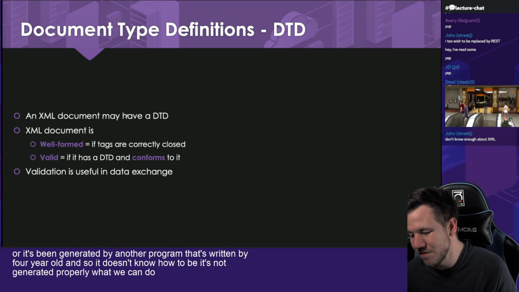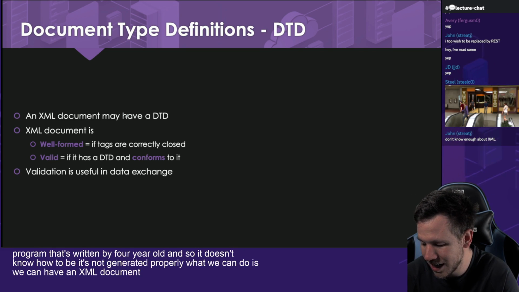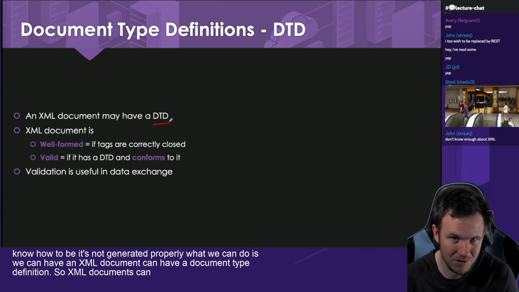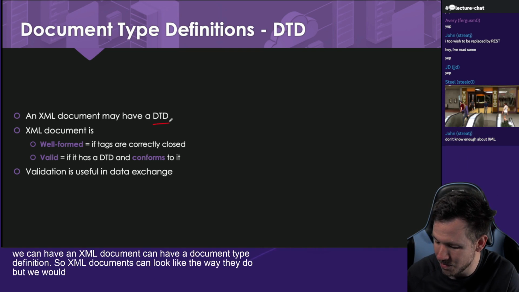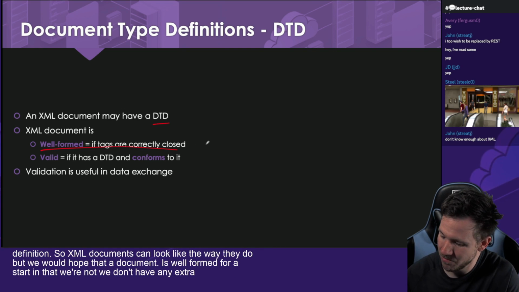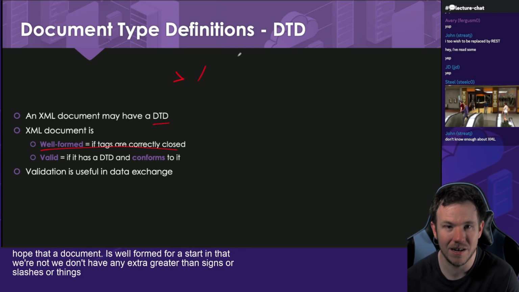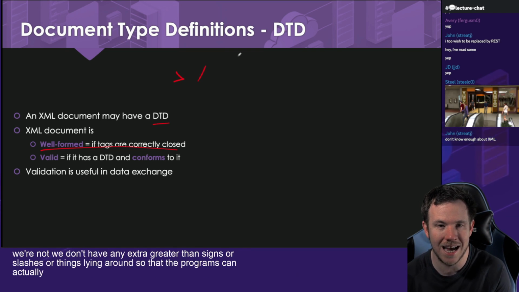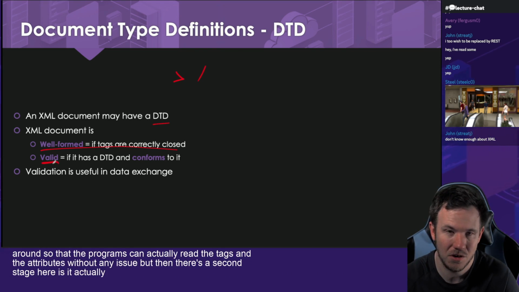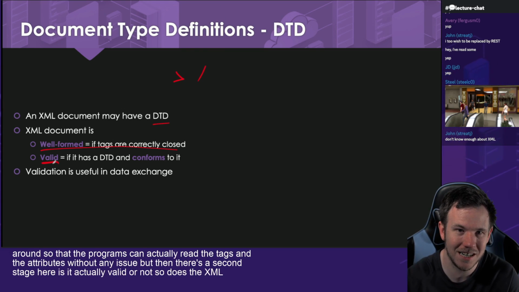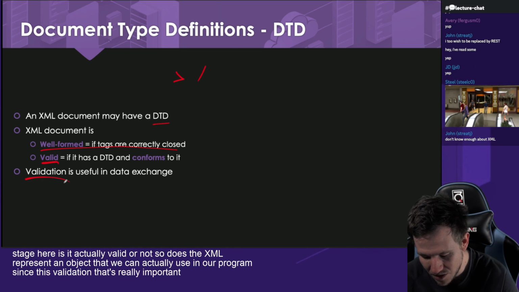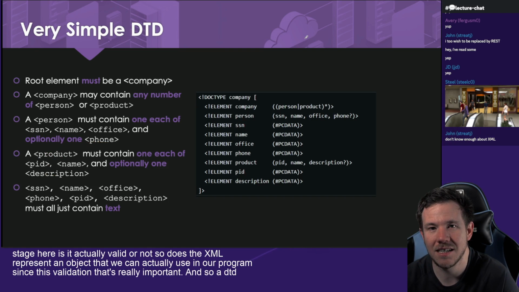What we can do is have an XML document with a document type definition. XML documents can look like the way they do, but we would hope that a document is well formed for a start, in that we don't have any extra greater than signs or slashes or things lying around, so that programs can actually read the tags and the attributes without any issue. But then there's a second stage: is it actually valid or not? So does the XML represent an object that we can actually use in our program? It's this validation that's really important. And so a DTD is able to describe this for us.